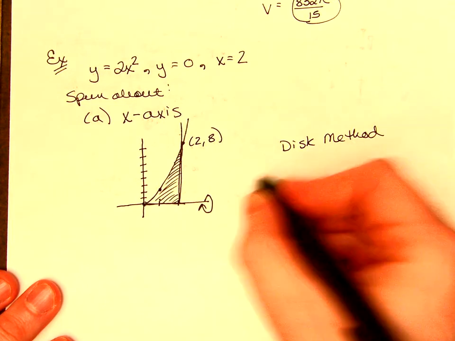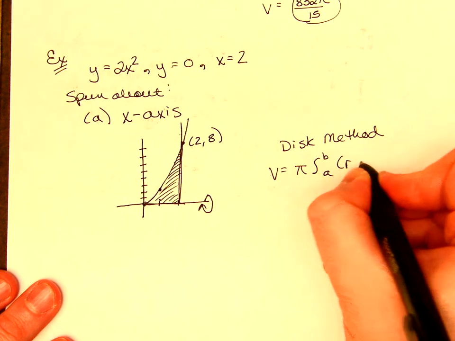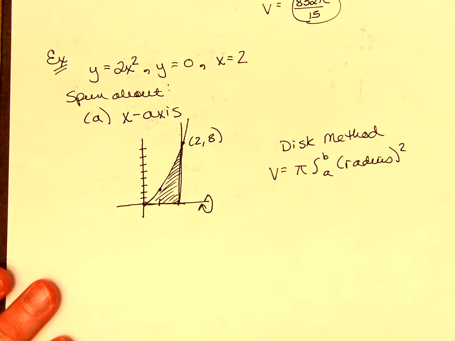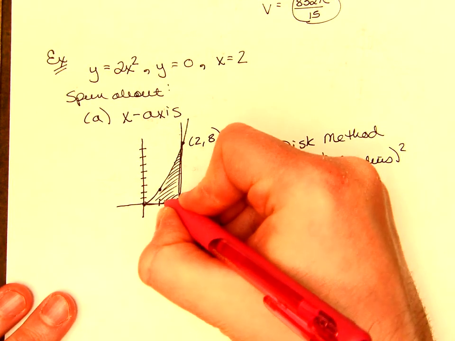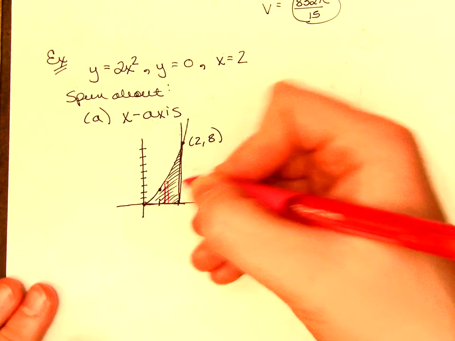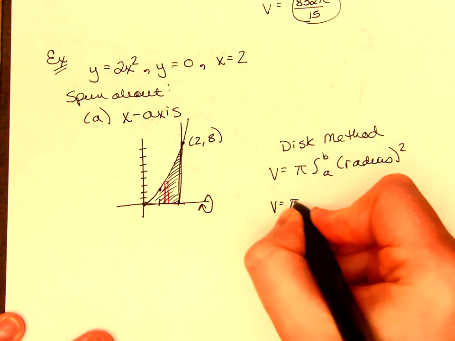Which means my volume is pi times the integral from a to b of just the radius squared. The radii need to always start on the line we're spinning around and go to our function. So I'm going to start on the x-axis. Just one radius here is going to go to the parabola, and it's going to look like that. V is going to equal pi times the integral.